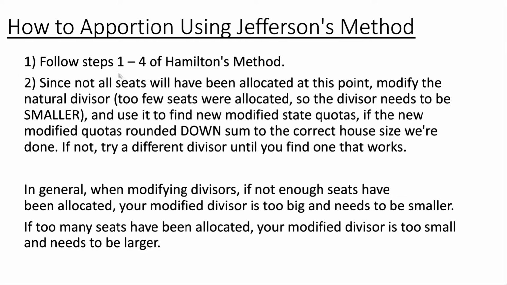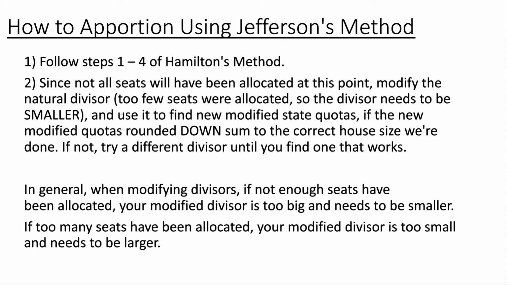First, you would follow steps 1 through 4 of Hamilton's method. Remember, steps 1 through 3 are finding the total population, the natural divisor, the natural state quotas. Step 4 says the initial allocation is obtained by rounding all of the state quotas down. Step 2. Since not all seats will have been allocated at this point, modify the natural divisor and use it to find new modified state quotas. If the new modified quotas rounded down sum to the correct house size, we're done. If not, try a different divisor until you find one that works.